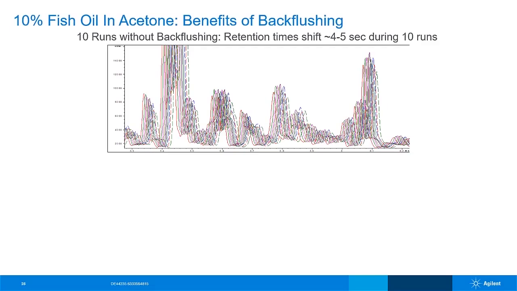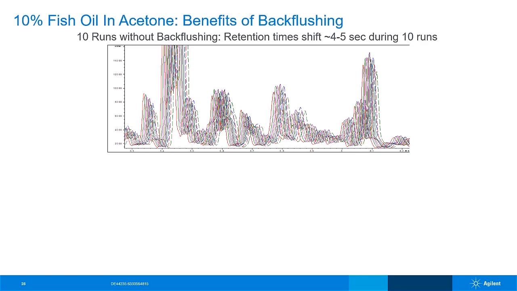Another benefit of backflush can be shown in the analysis of some dirty matrices, for example, fish oil. So we've done 10 replicate injections of 10% fish oil in acetone on a GCMS system. And what you'll notice is a shift in retention times by approximately 5 seconds across these runs. And this retention time shift occurred after every single injection. So you can see our retention times are migrating as we continue to inject our dirty matrix.